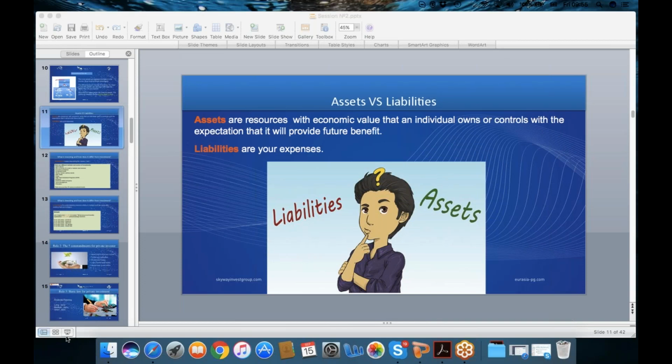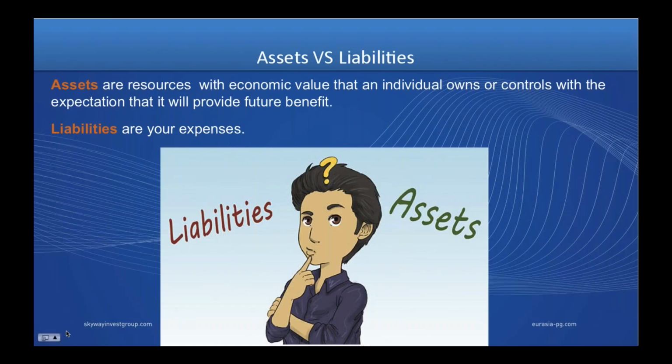I believe I already mentioned this slide. So the assets are resources with economic value that an individual owns or controls, with the expectation that they will provide future profits, and liabilities are your expenses. So assets are the resources or tools which bring money into your pocket, and liabilities or expenses are what take money from your pocket.